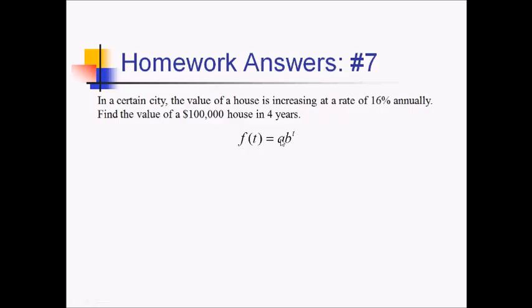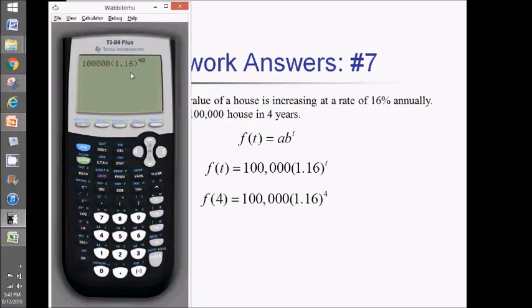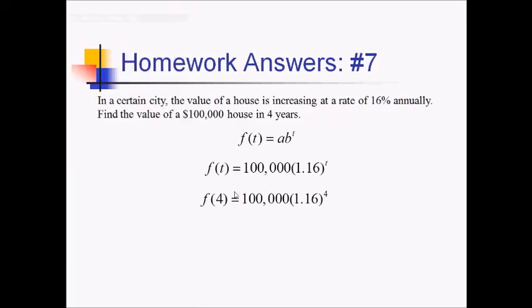Our starting value of A is this 100,000. B, we're going up 16%, so that's going to be 1.16 for our growth factor. And for t now, we want 4 years, so let's plug 4 in there and use the calculator. Plugging all that in here, pressing enter, we get an answer of about $181,063.94 if you round up.